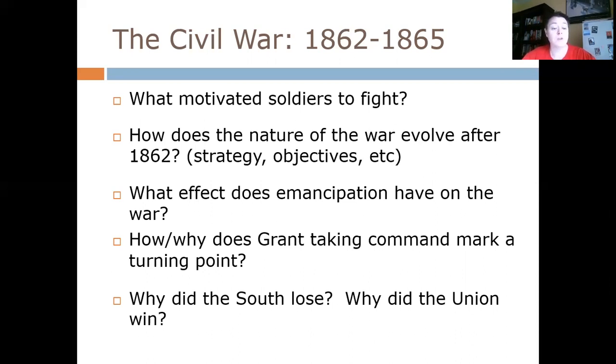Third, what effect does emancipation have on the war? We'll see that in the North, it actually generates something of a crisis of morale. How and why does Grant taking command in late 1863 mark a turning point? Certainly for the Union, we'll see that Grant prosecutes the war very differently than previous commanders had.